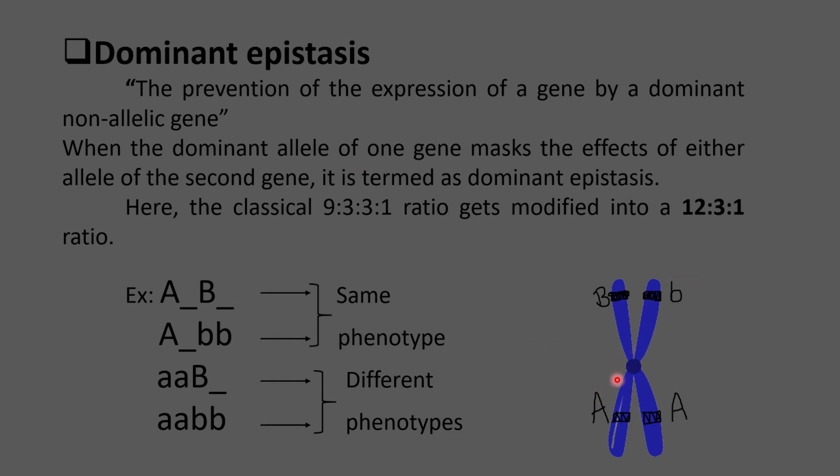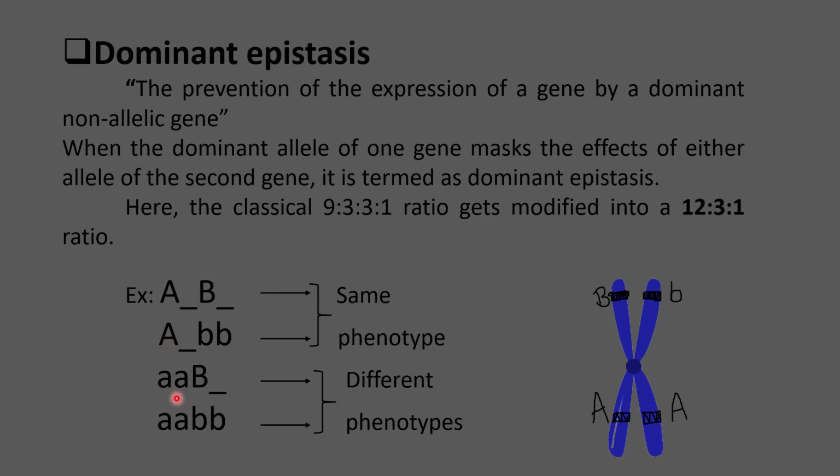Only when the genotype is homozygous recessive for A, as you can see here, can the genotypes capital B or small b be expressed. Thus, when at least one functional allele of A, capital A, is present, the phenotype will be the same, that is, the phenotype of the allele A.